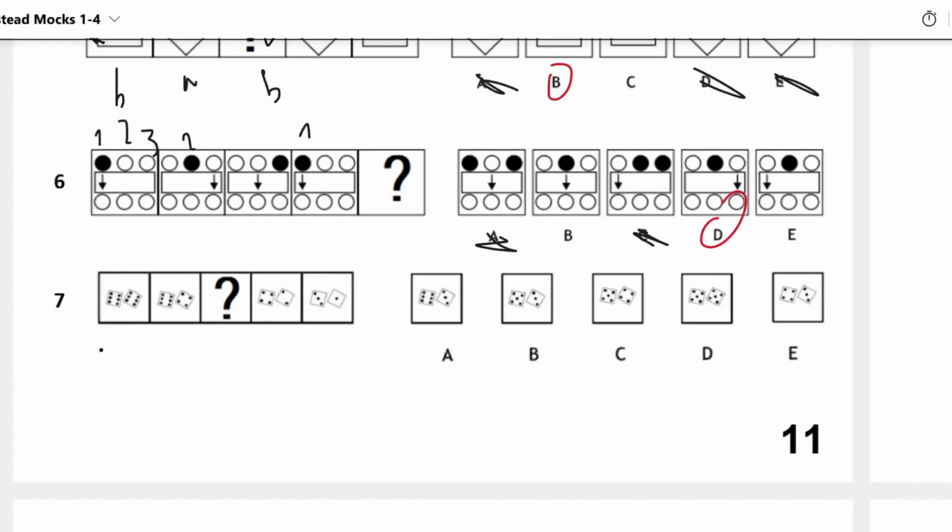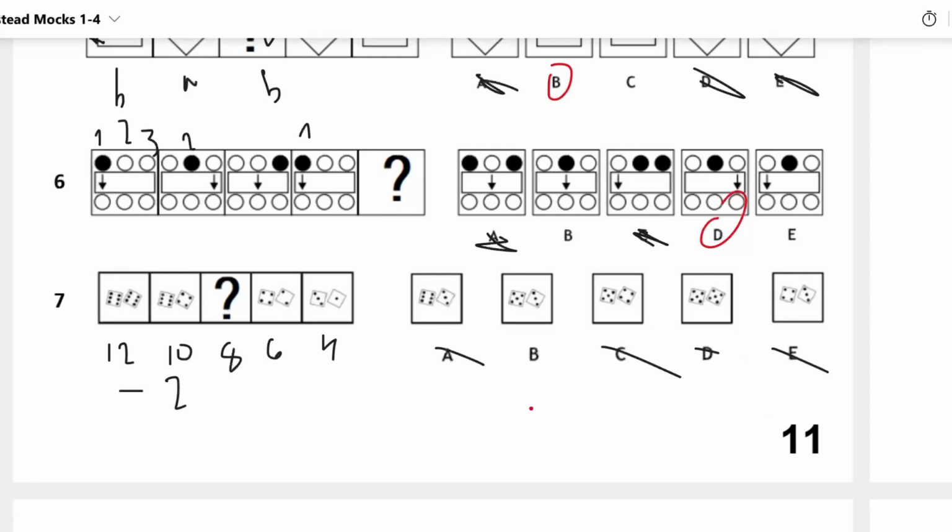Question 7, let's try counting this. This goes from 12, 10, something, 6, 4. It looks like we're going down in even numbers, or subtracting 2, so we need to get something that equals 8. So if we're trying to equal 8, it can't be A, can't be C, can't be D, and can't be E. It has to be B.